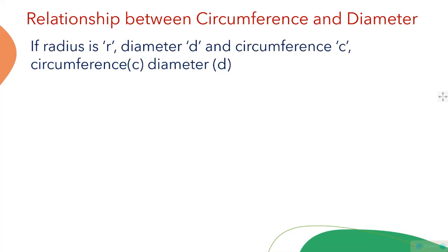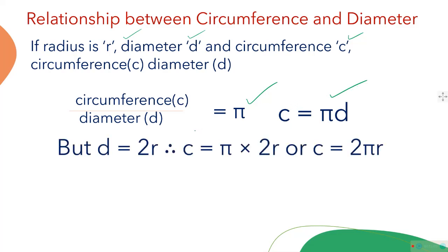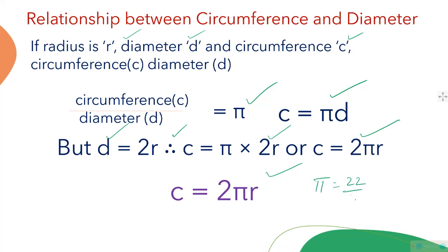Okay, I have typed it for you. R is the radius, D is the diameter, C is the circumference. Then we can say that circumference upon diameter is always pi, and pi into d will be circumference, but 2r is equal to d, so it can be 2r into pi, that is 2 pi r. So ultimately the conclusion is circumference is equal to 2 pi r, where the value of pi is equal to 22 upon 7 or 3.14.